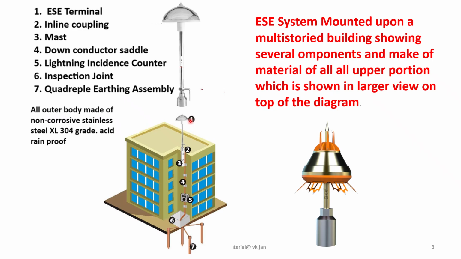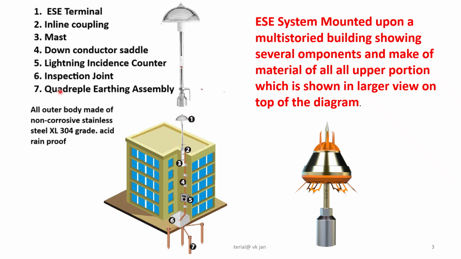Item number 2 is a coupling method to the down conductor. Item number 3 is a mast. This one. Item 4 is a down conductor here. Item number 5 is the lightning incidence counter electronic device. Item number 6 is the inspection joint. Here you can open up the down conductor and measure the earth resistance.